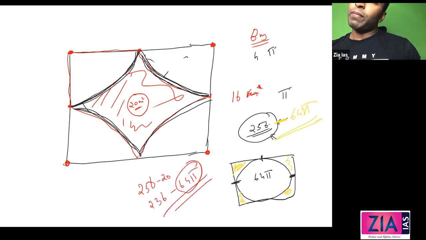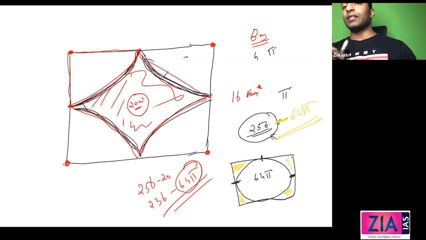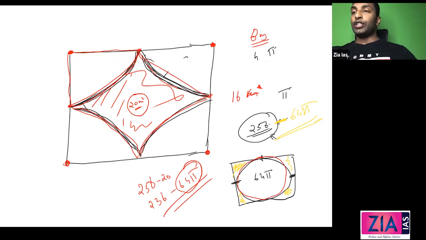How did I get 64 pi? Because this grazing area, if I take this and this and this and this, I get a circle. That is the maximum possible circle. I know the ratio 4 pi. I can get the answer.